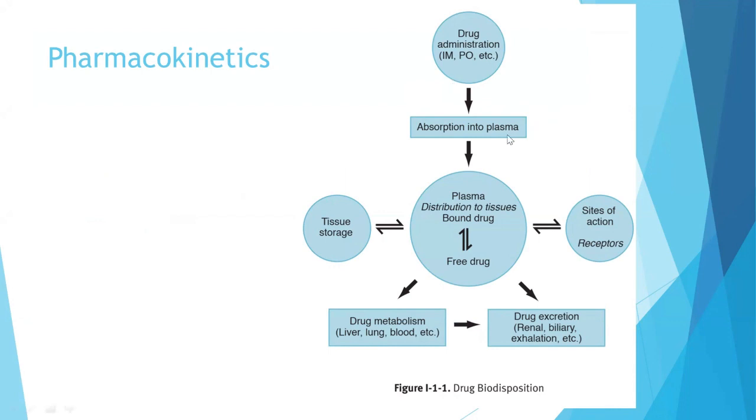And then it gets absorbed into the plasma. In the plasma, it gets distributed as a bound form or a free drug. It can go and act on the receptors and produce its action, or it can go towards the liver for drug metabolism. And after the metabolism, it can go towards the excretion, or it can directly get excreted.